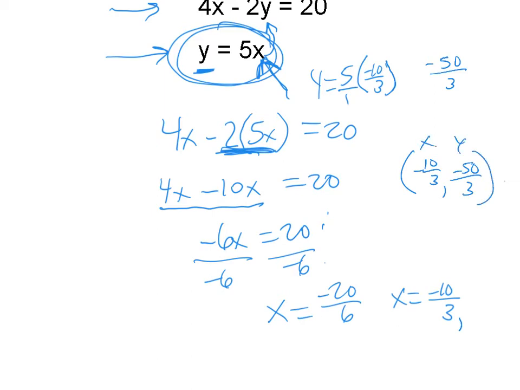So sometimes at the end, once you get your x, you can't just write 5x for y. You have to solve what y is. So put your x that you got right here in for this x and then solve. And you'll get your full pair.